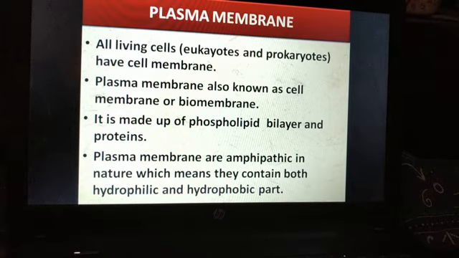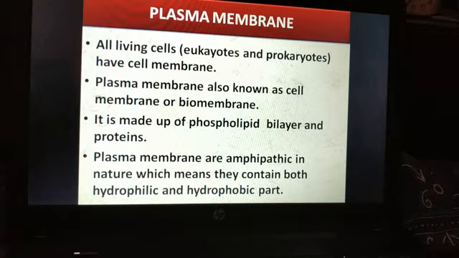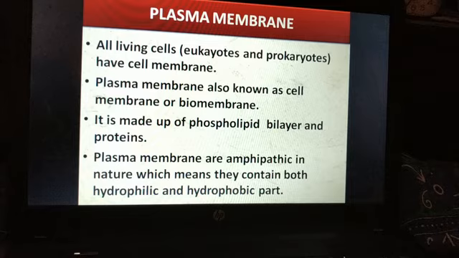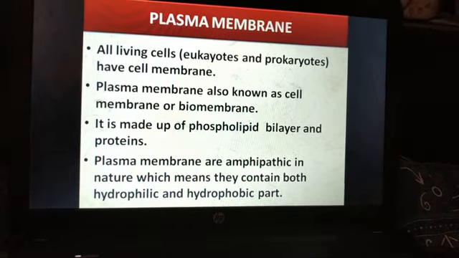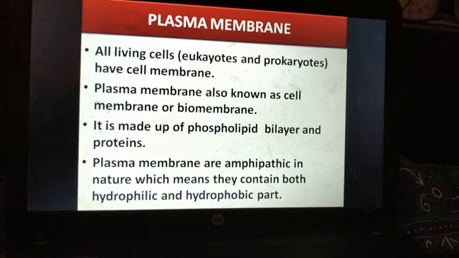Hello students. So we have discussed the structure of prokaryotic cell and eukaryotic cell. Now we will be discussing various parts of a cell one by one. So the first one, plasma membrane.